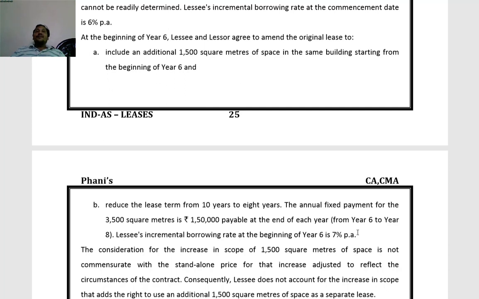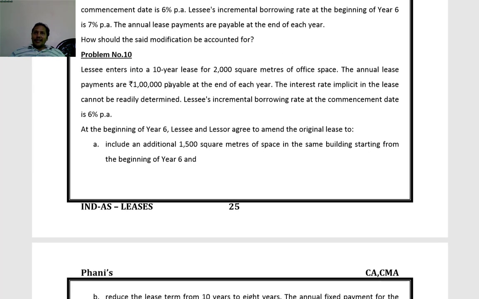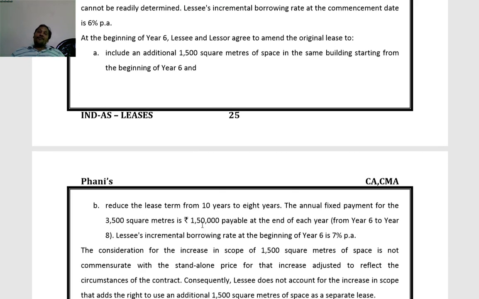Now the modifications for accounting purposes will be classified into three categories. First one, increase in scope. Originally the lease covers 2000 square meters. Now 1500 square meters are included. That is an increase in scope. Along with this, one more condition has to be fulfilled: a commensurate increase in consideration should be there. Now the lease rent is 1 lakh, and it is increasing to 1,50,000.